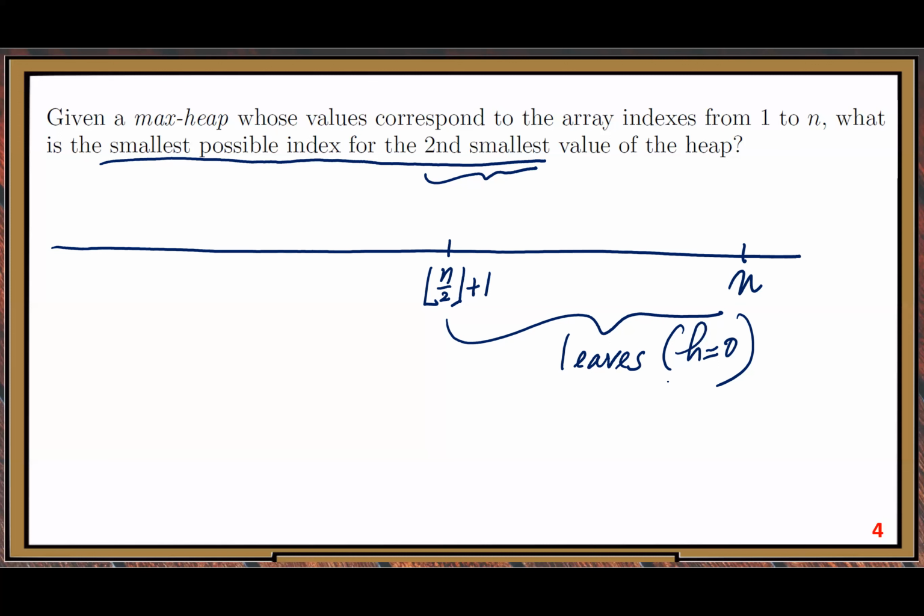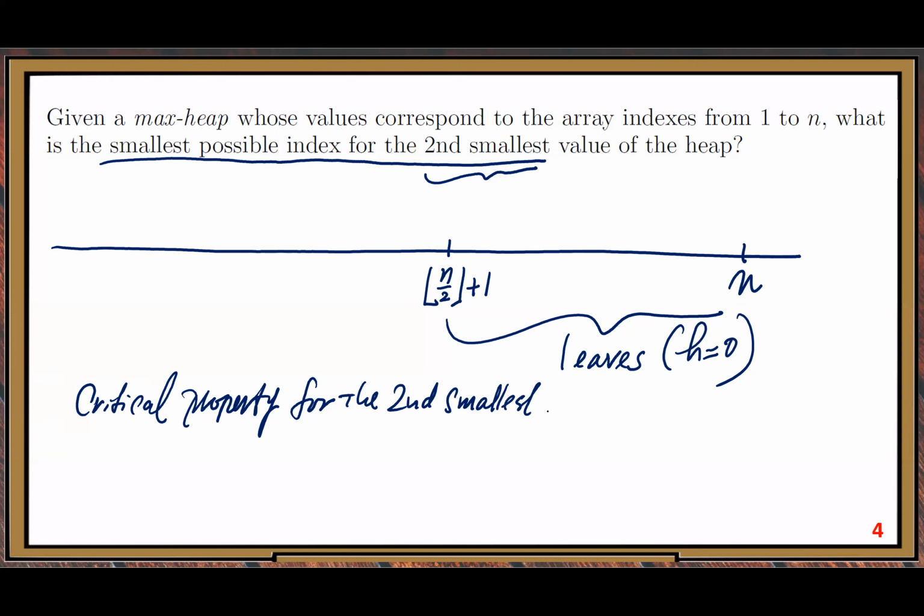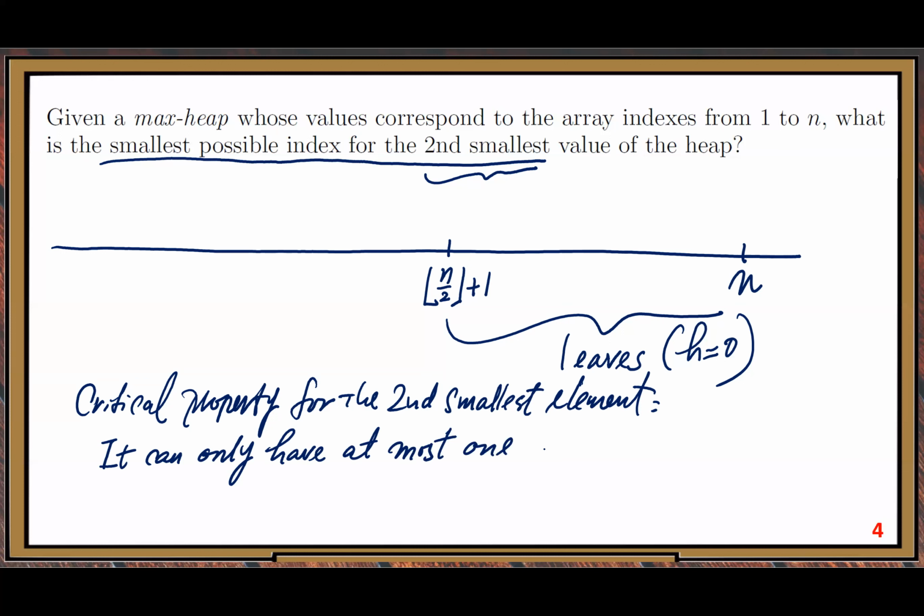So here, we find a critical property for the second smallest element. It can only have at most one child.